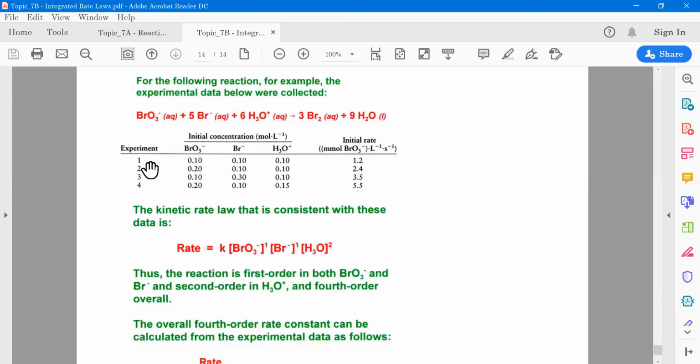So now these 4 experiments have given us information about the reaction order in each of the 3 reactants. So the rate law that's consistent with these data is the rate is some rate constant times the bromate concentration to the first power times the bromide to the first power times the hydronium ion concentration to the second power. So we would describe this as saying that the reaction is first order in both bromate and bromide, and second order in hydronium ion concentration and fourth order overall, the sum of the three orders.